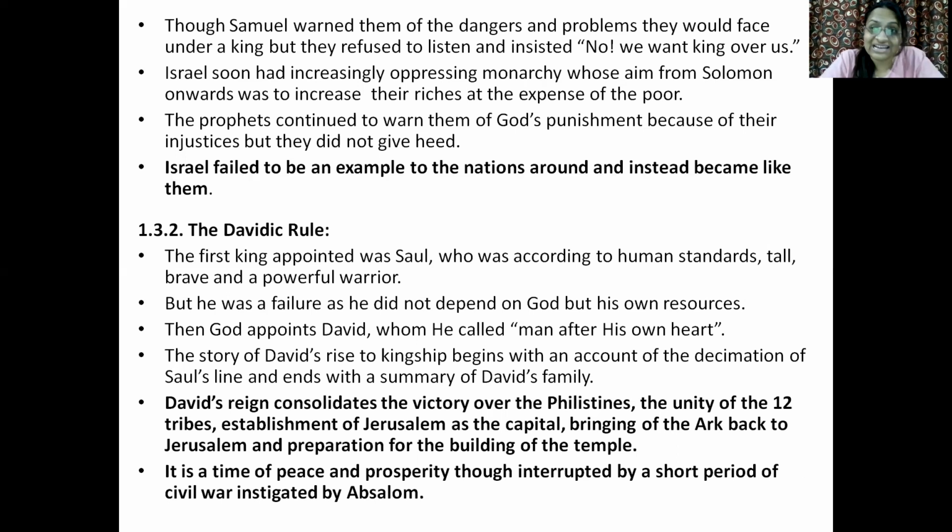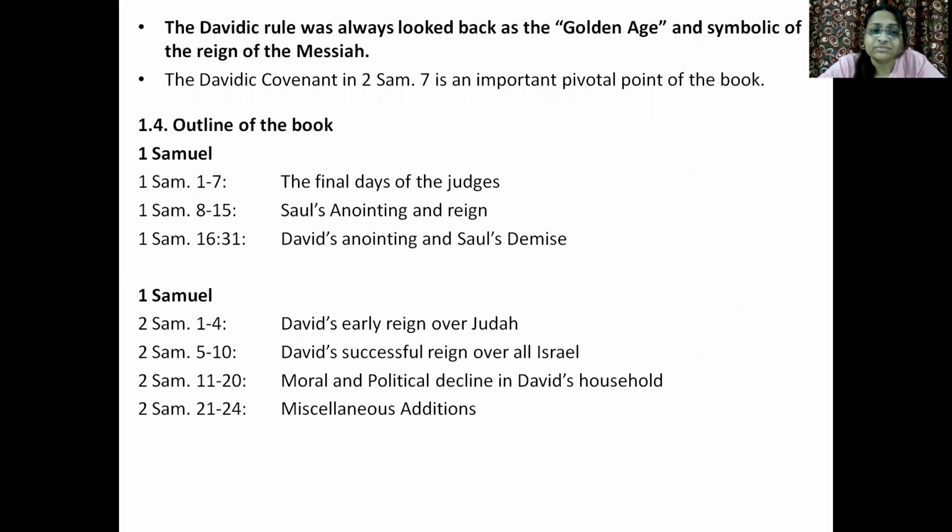So these are the main highlights of David's rule. That is victory over the Philistines, and then the unity of the 12 tribes, and then we see the establishment of Jerusalem as the capital, and then we see the bringing of the ark back to Jerusalem, and then we have the preparation for the building of the temple. So it was at this time that there was peace and prosperity throughout, but it was interrupted with short phases of war and civil wars and attacks, especially instigated by Absalom, his son.